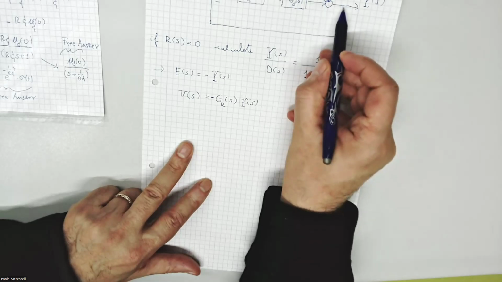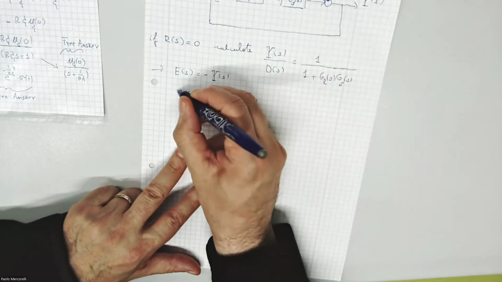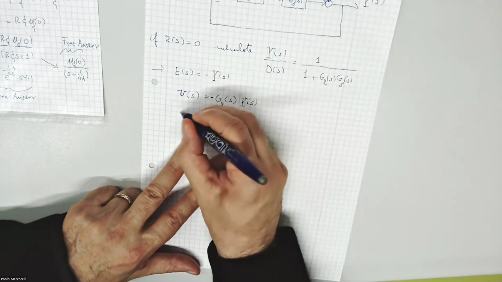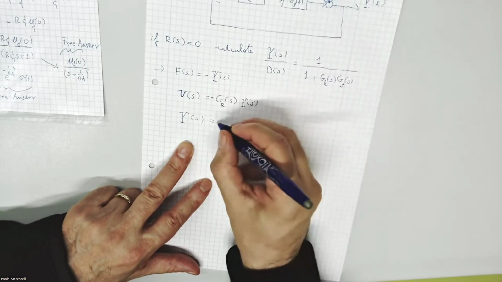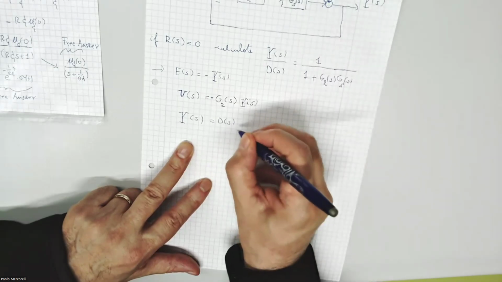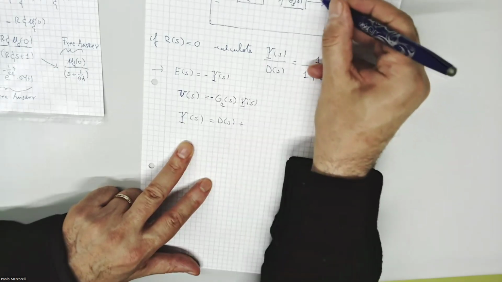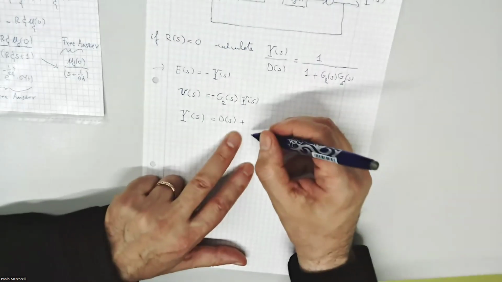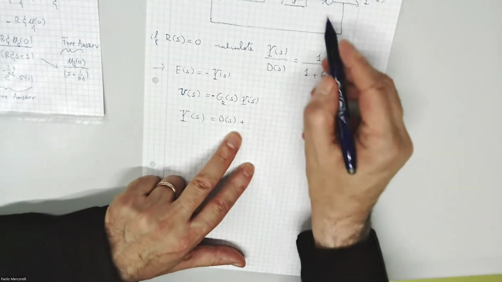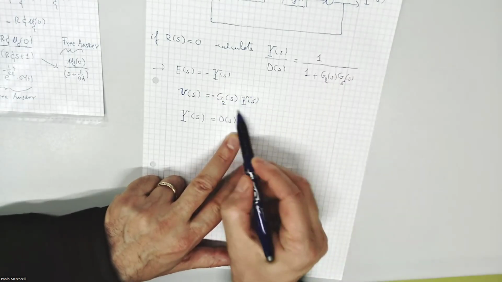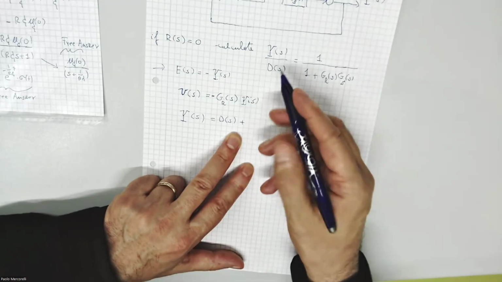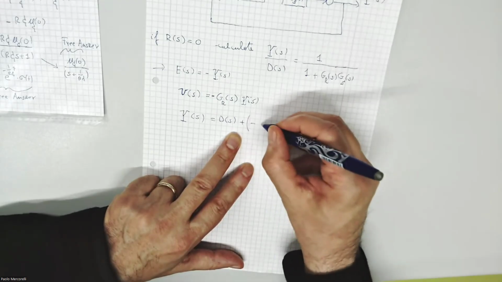Now, what is Y(s)? Y(s) is D(s) plus, let me consider everything plus, this signal here, which is this signal here, multiplied by U(s). This means, let me write.